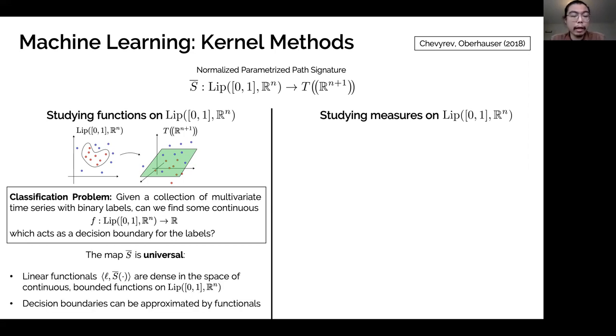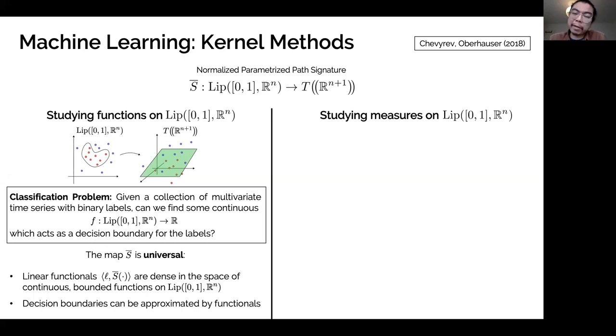And it turns out that the signature is a very useful tool for studying such problems because it's universal. This means that the linear functionals, when we think about this as functions from the path space into R, are dense in the space of continuous bounded functions on the Lipschitz path space. And again, these are bounded because of this normalization procedure. And what this means is that we can use these linear functionals to approximate decision boundaries arbitrarily closely. And in practice, this allows us to use linear classification algorithms to do nonlinear classification.